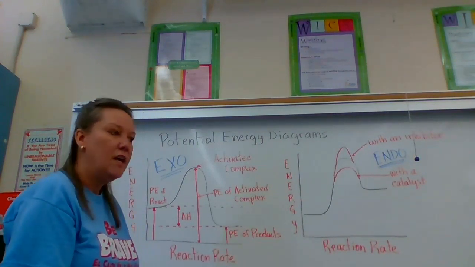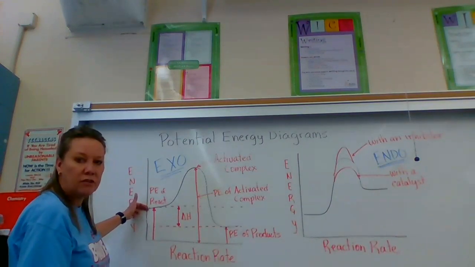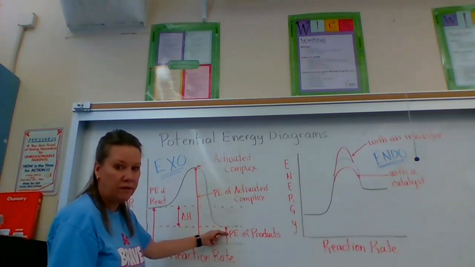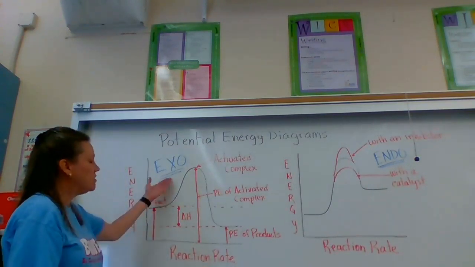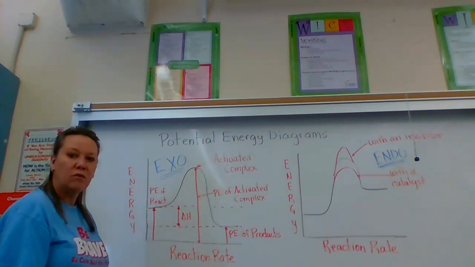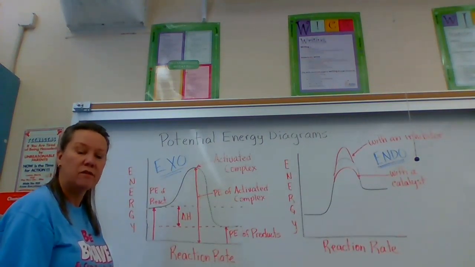All right? Now, the way the graph is drawn, the reactants have more energy than the products. So where did the energy go? Well, this is an exothermic reaction, and it's going to be released. The energy will be released to the system or the environment.